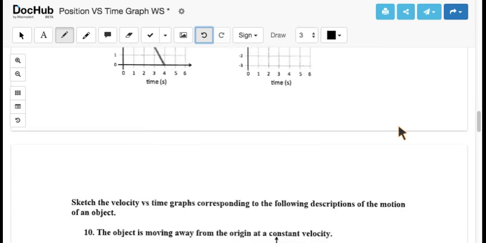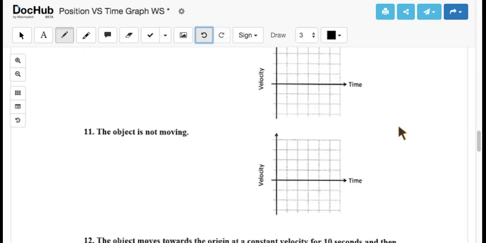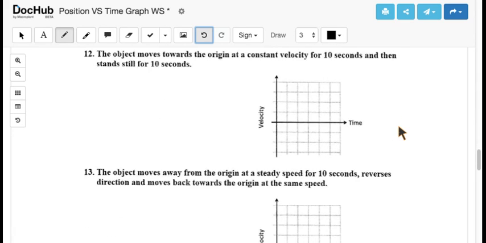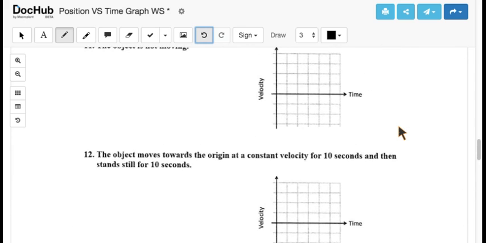All right. The rest of them, I think, are pretty straightforward. I'm running out of time on the cast, so hopefully that helps.